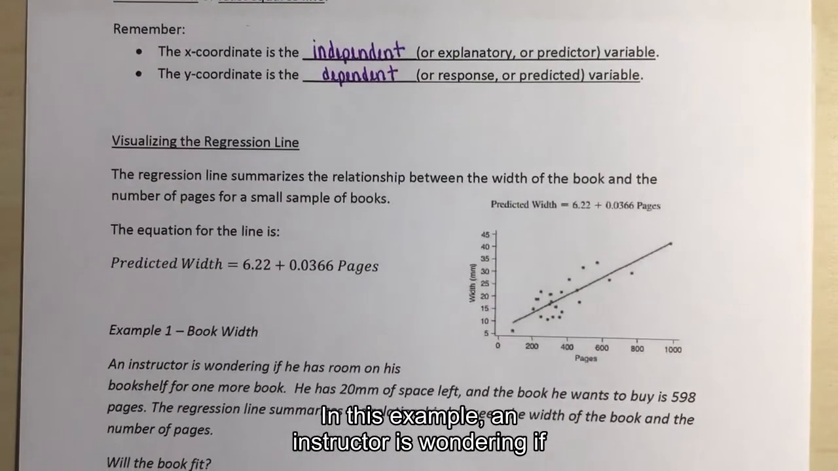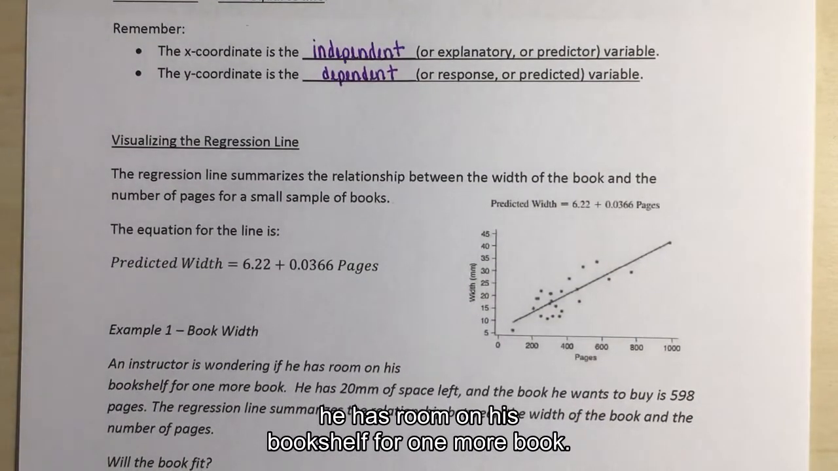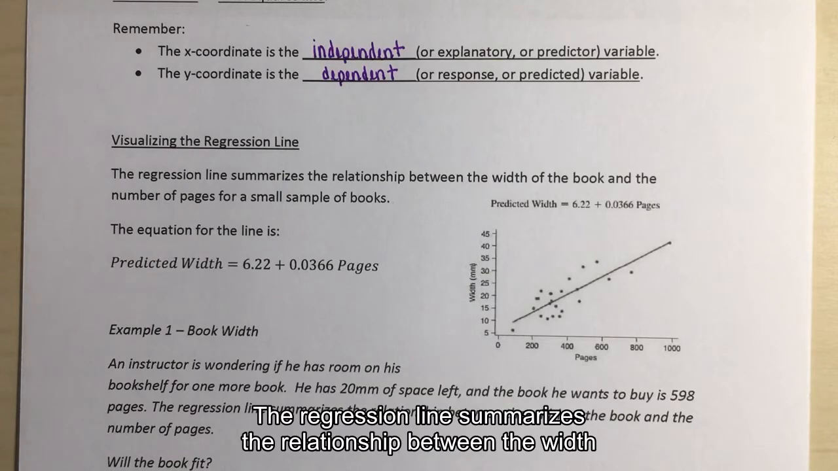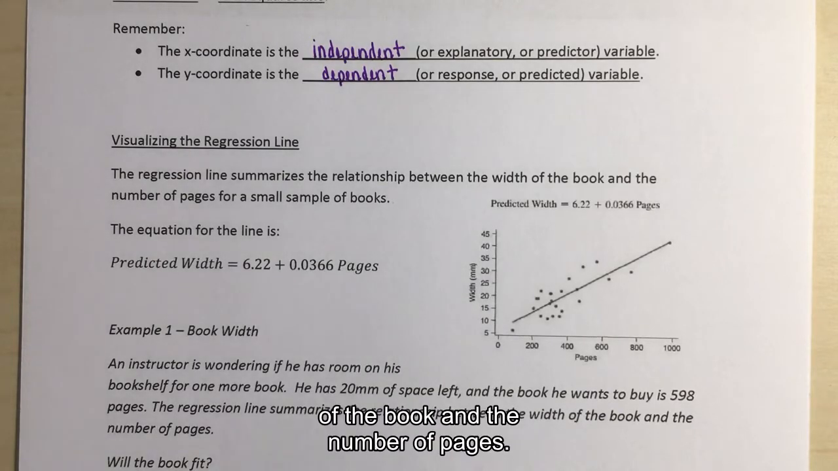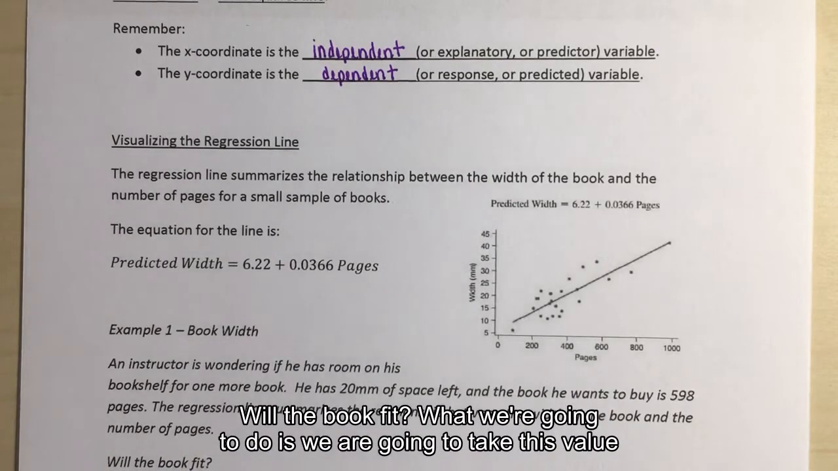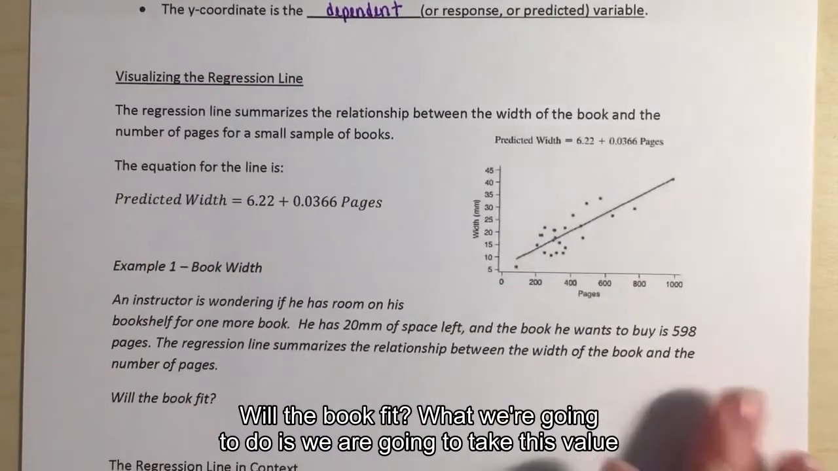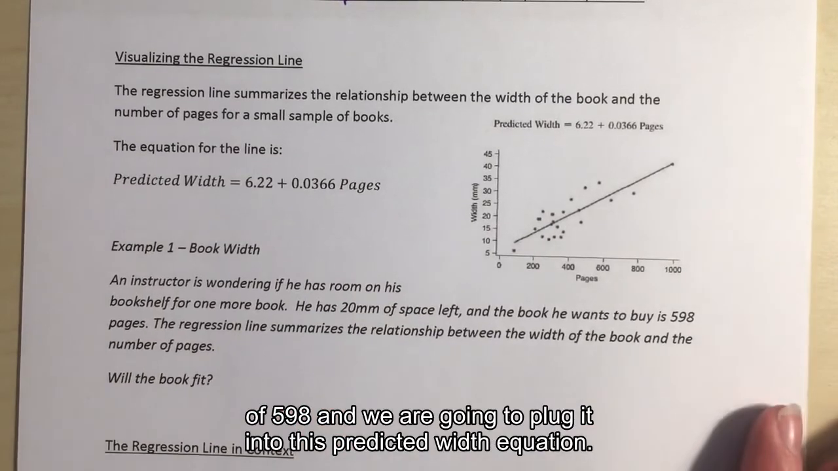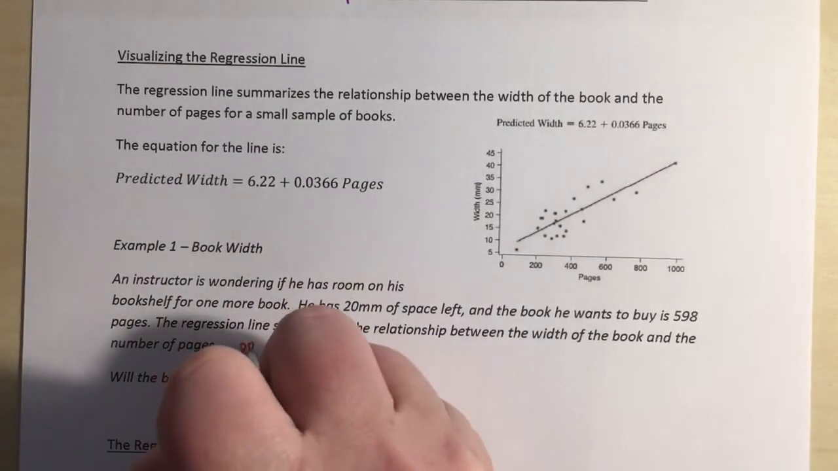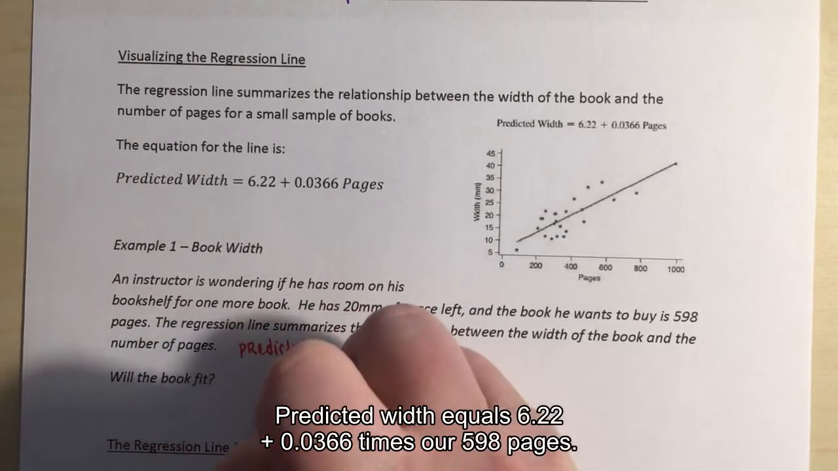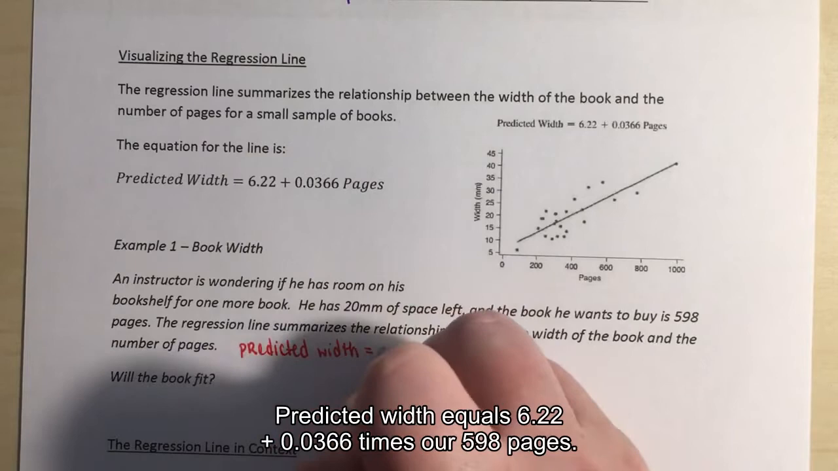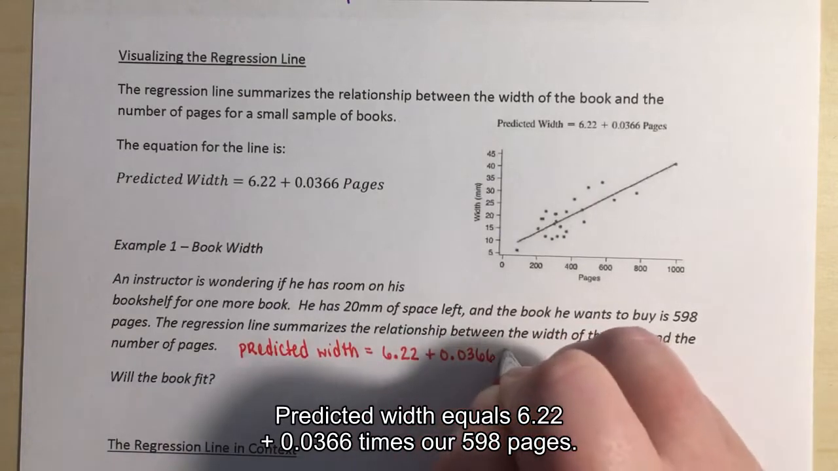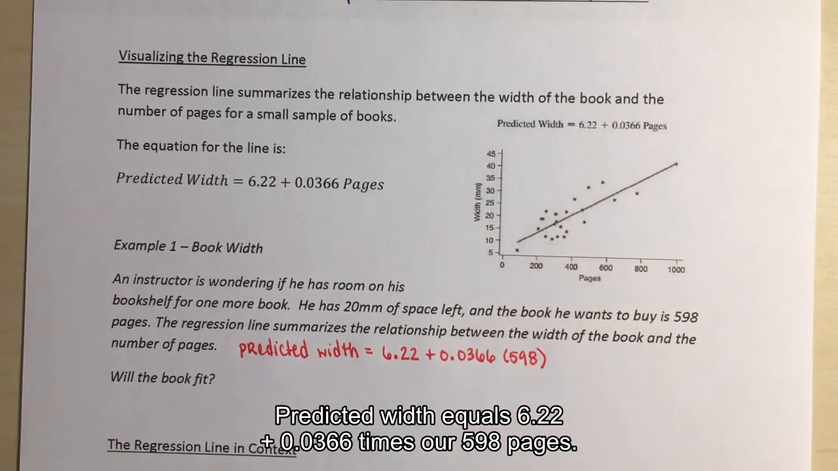In this example, an instructor is wondering if he has room on his bookshelf for one more book. He has 20 millimeters of space left, and the book he wants to buy is 598 pages. The regression line summarizes the relationship between the width of the book and the number of pages. Will the book fit? What we're going to do is take this value of 598 and plug it into this predicted width equation. Predicted width equals 6.22 plus 0.0366 times our 598 pages.